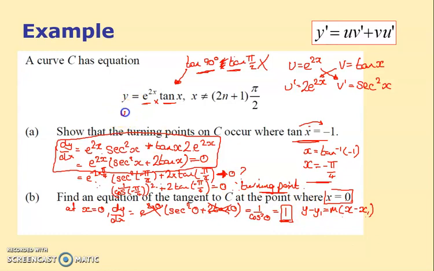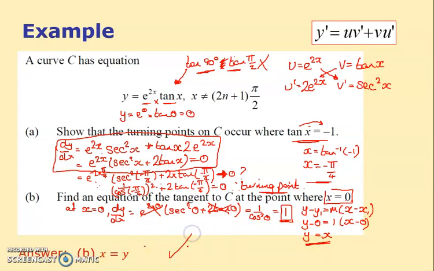So if I just put x is 0 into this, it's e to the 2 times 0 times tan of 0. Well, the great thing is there, tan of 0 is 0. So anything times by 0 is still 0. Okay, so I can now go over here. y minus nothing is m. What was that? m was 1. x minus nothing. I think that's fairly straightforward. y equals x is my final answer. Well, x equals y I've written, same thing. So yes, I'm happy with that.